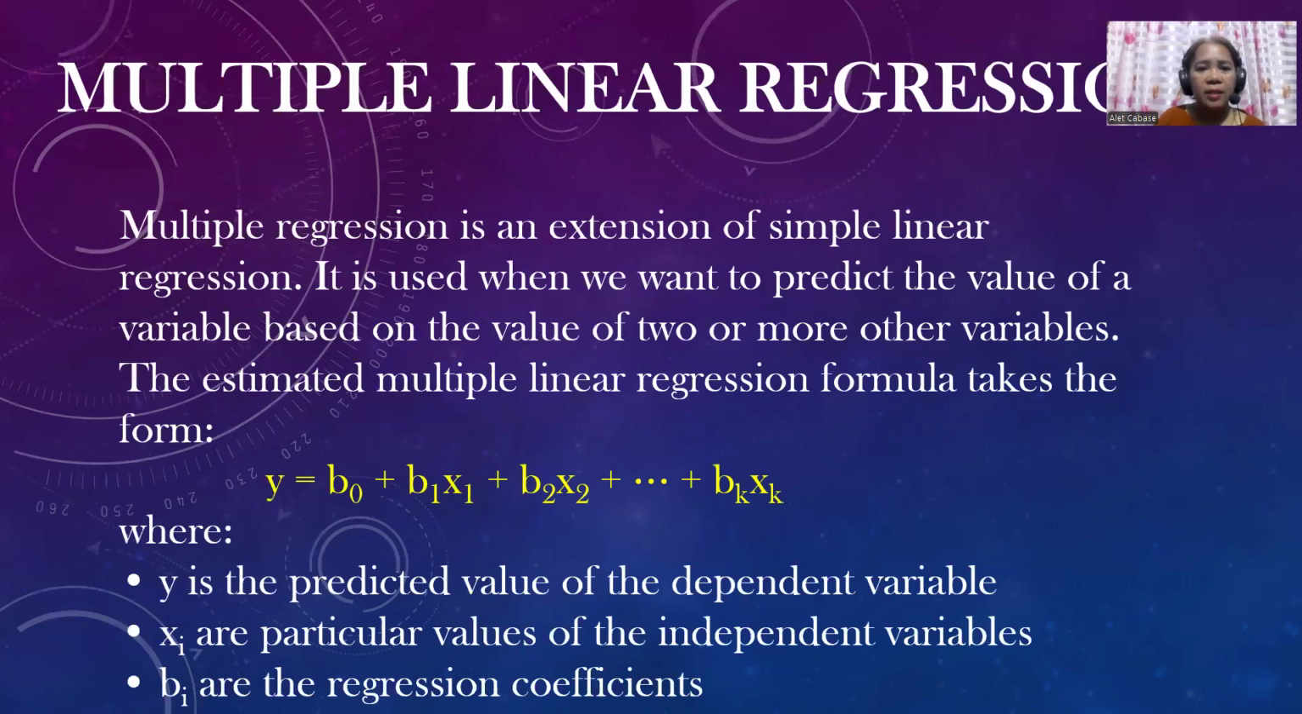Okay, so next let's go to multiple linear regression. Multiple linear regression is an extension of simple linear regression. It is used when we want to predict the value of a variable based on the value of two or more other variables. The estimated multiple linear regression formula takes the form y equals b sub 0 plus b sub 1 times x sub 1 plus b sub 2 times x sub 2 and so on, where y is the predicted value of the dependent variable, x sub i are particular values of the independent variables, and b sub i are the regression coefficients.